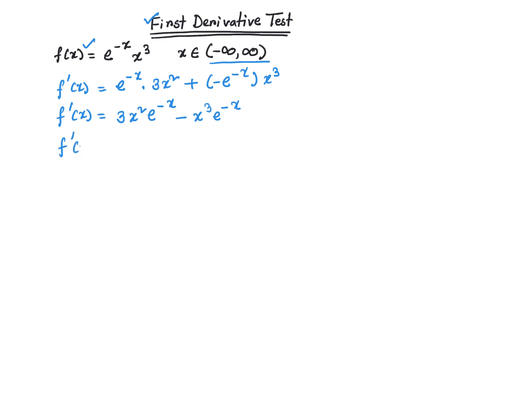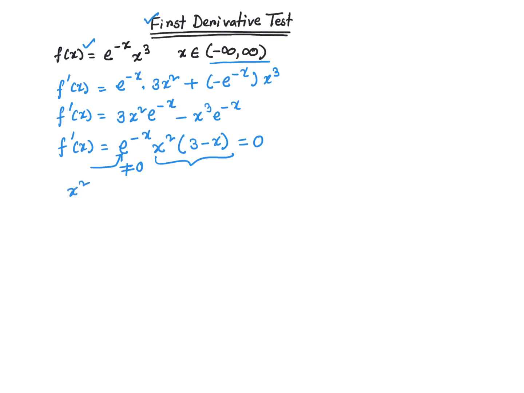So f prime of x is equal to e to the power negative x, and I can even factor out x squared, times 3 minus x. I need to set all of it equal to 0 to find the critical points. Now we know that e to the power negative x is never equal to 0 for any value of x. So we just need to consider the other two factors, because all we care about is the sign of the derivative, right?